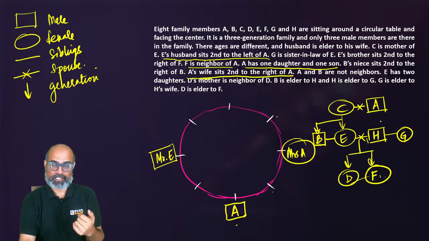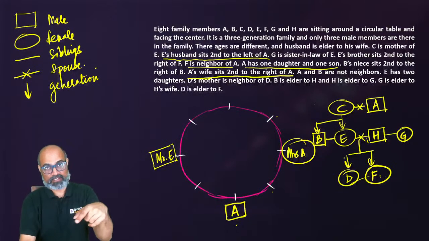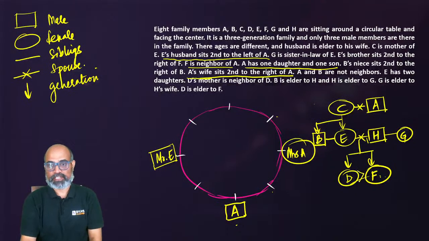The elder brother is not married, that means. G is elder to H's wife. So H has a wife and G is elder to H's wife. So we know how these second generation guys are, right? Who is older or younger than whom. D is elder to F. So D is the elder daughter of E and H.